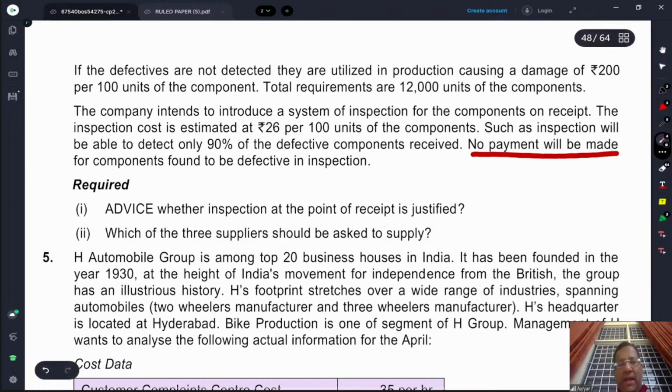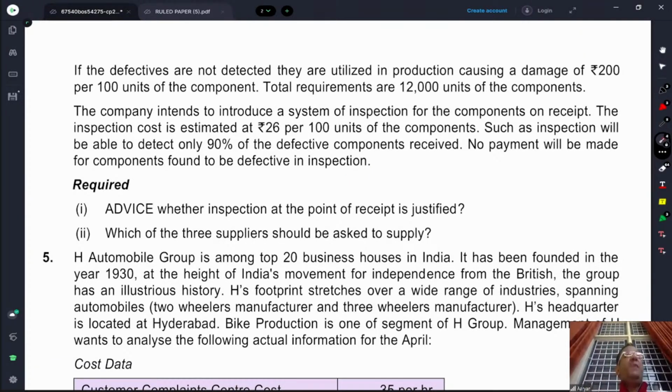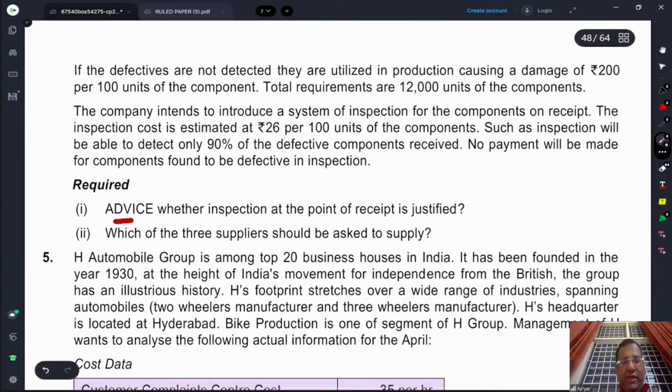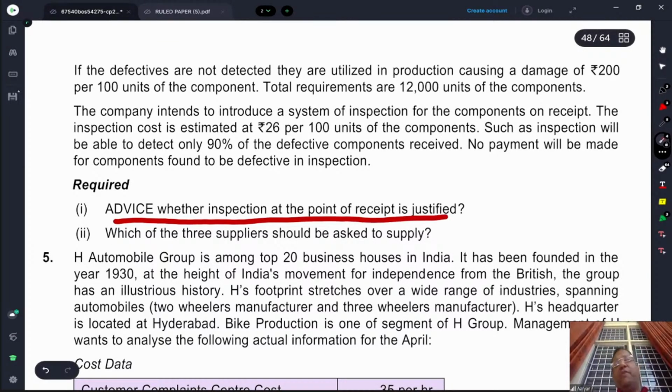No payment will be made for components found to be defective in inspection. Whatever components you have found defective at the time of inspection, you will return that raw material to the supplier, saying that the quality is not as per the norms of the company. So therefore, no payment is required. But in case of without inspection, you are using that component, you have converted that component into finished goods. Now supplier will not entertain any case of defect. Okay. Advise whether inspection at the point of receipt is justified.